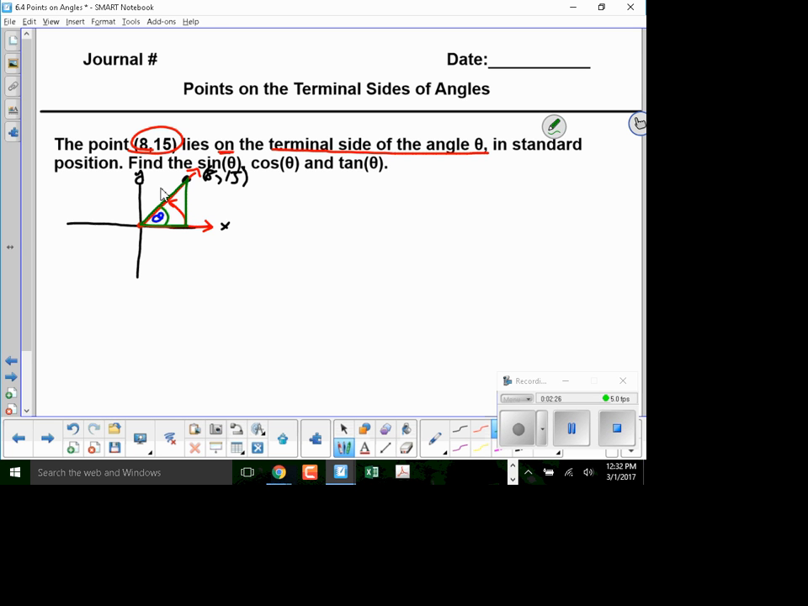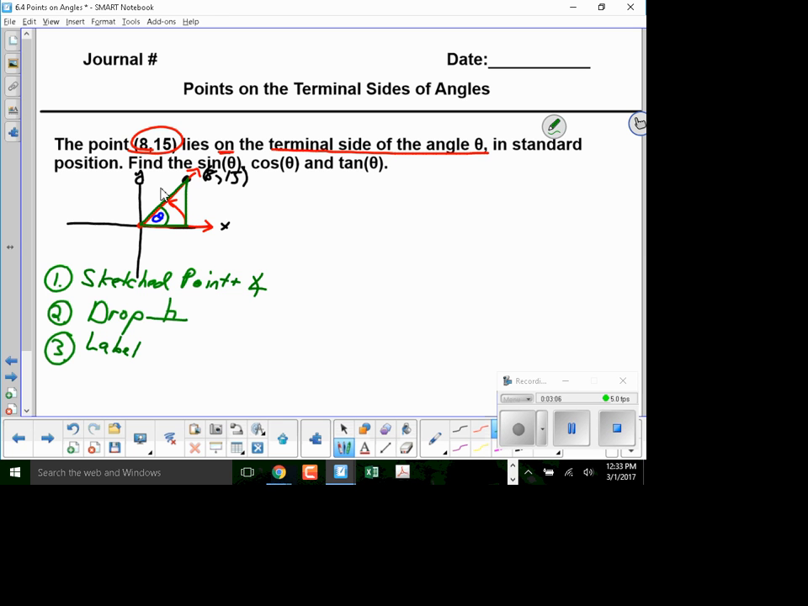Right. So the first thing I did was I sketched the point and angle. Second thing I did was I drop a perpendicular. And the third thing was I'm going to label my triangle. Okay? So yesterday, the reason why we did the circles yesterday and finding the radius from a point was to get you used to labeling sides.